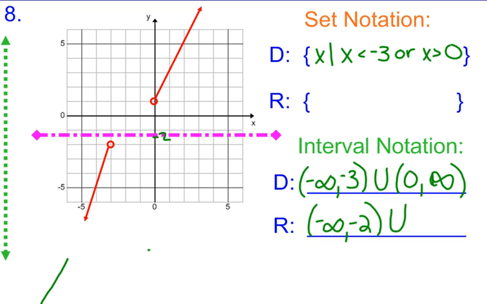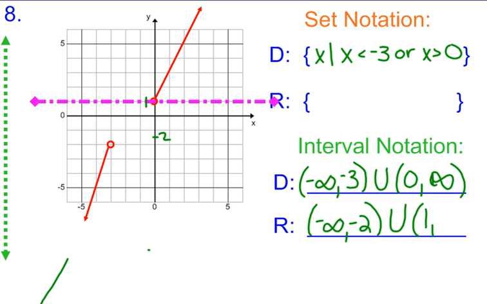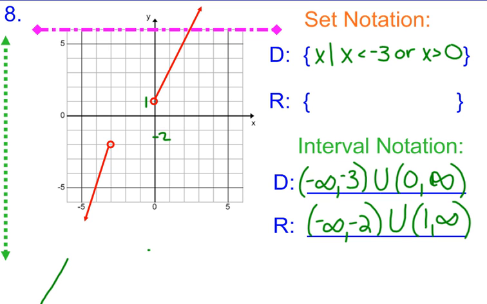As I go up, I stop touching at 1. See on the y-axis that's a 1. So that's where I start touching, so I'll say 1, and I would keep touching. Watch as I go up. Am I always touching y values? I am, forever. So I go to positive infinity. Range for that, values of y such that.